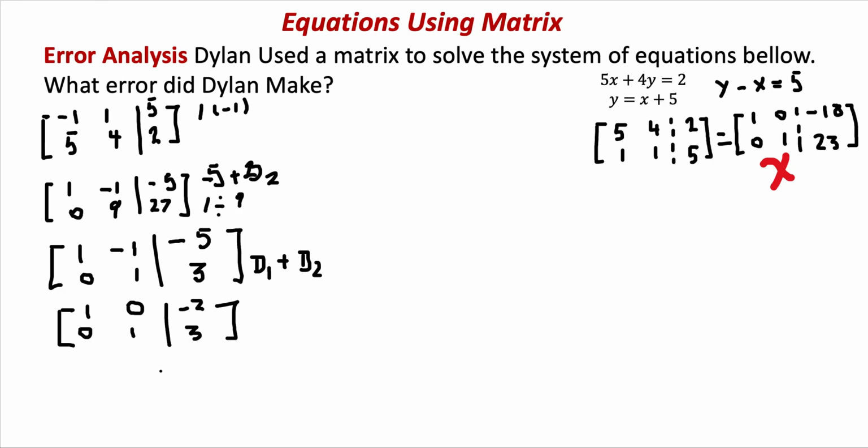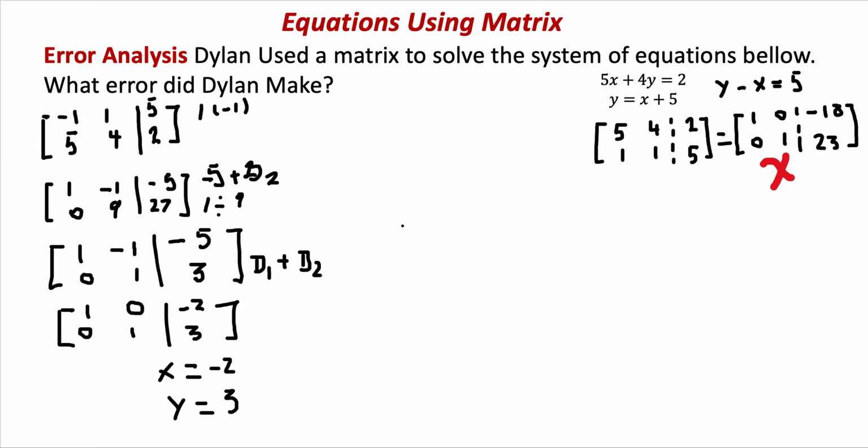So x, because this is the x, this is y, x is equal to minus 2. And y is equal to 3. Here this is y equal to 3. So we already solved the system with x and y.